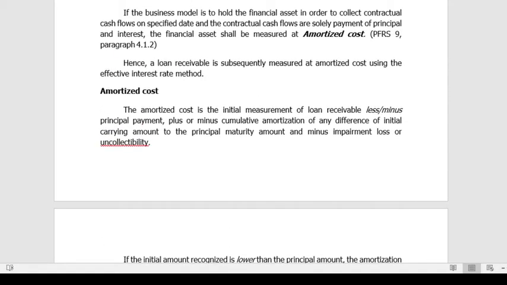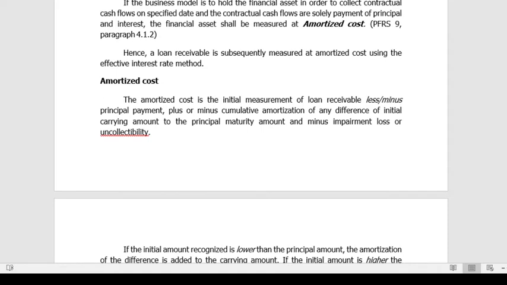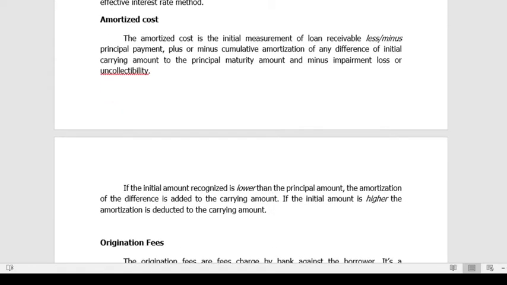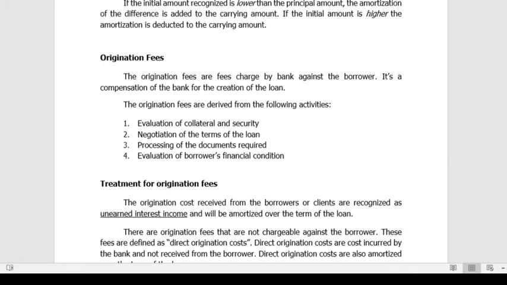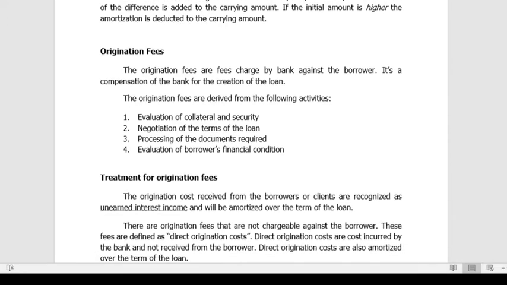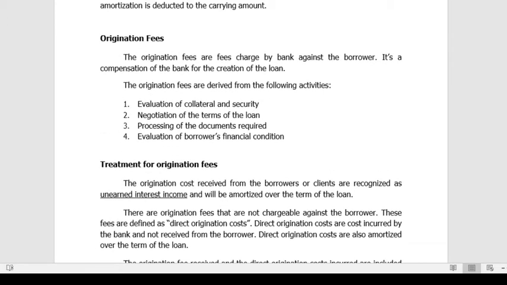Okay, so we discussed already the initial measurement at fair value plus transaction cost, and the subsequent measurement at amortized cost. We already defined what amortized cost is. Then I introduced to you the direct and indirect origination cost. Now let's move to origination fees. Origination fees are different from origination costs. Why? The origination fees are fees charged by the bank against the borrower. It's a compensation by the bank for the creation of the loan. What does this mean?